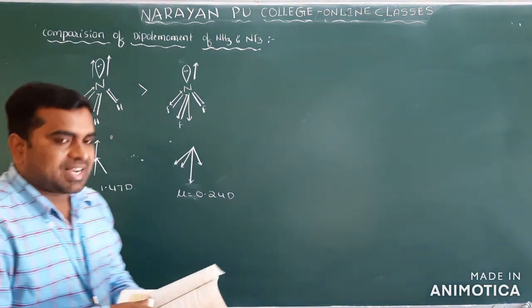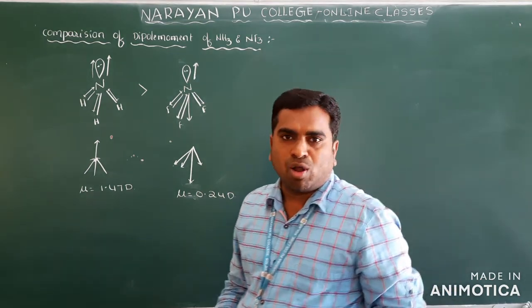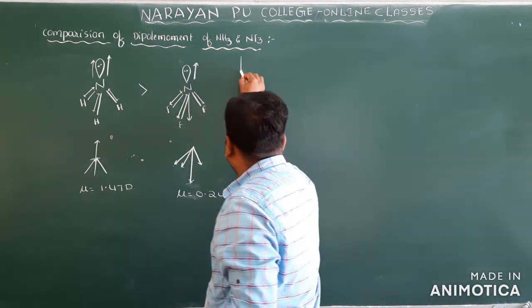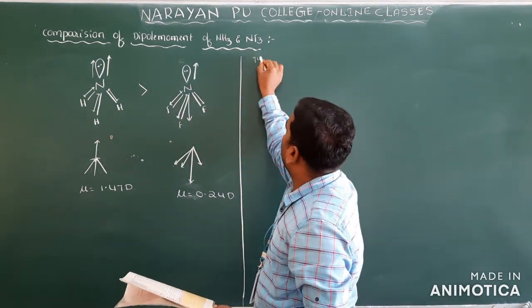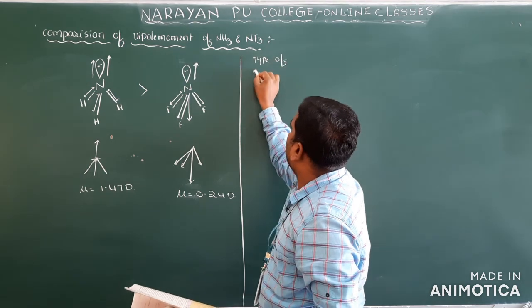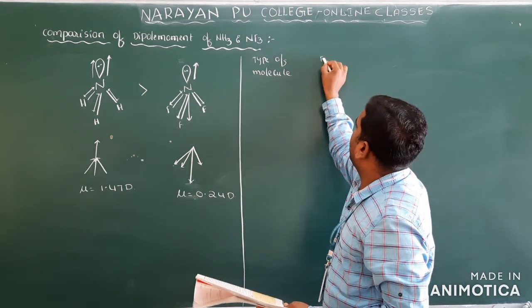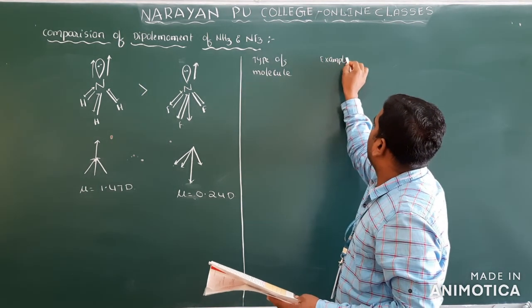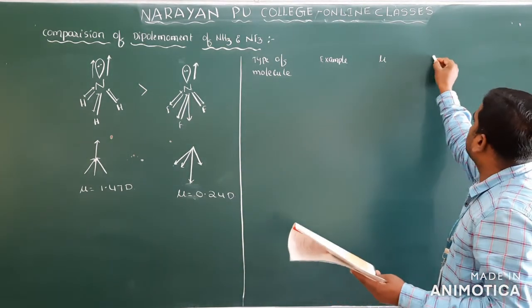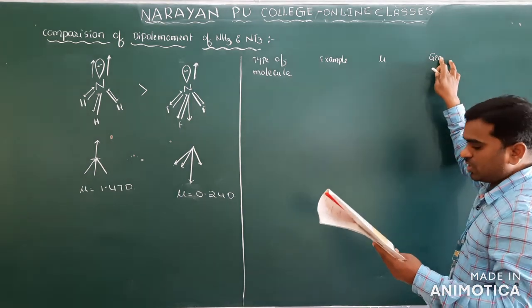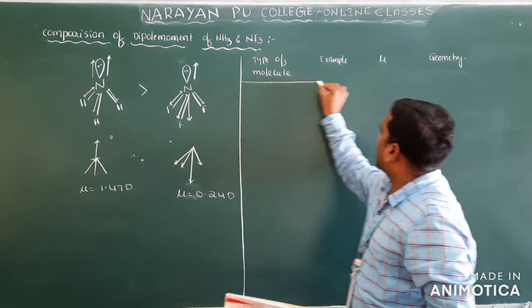Clear? So in the NCERT textbook they have given a table of dipole moments of selected molecules, and I will draw that one and you also draw that table in your notebook. First is the type of molecule, next is the example, then the dipole moment, for which I will write the symbol mu here, and the geometry. They have given four columns, so you have to draw the table here.